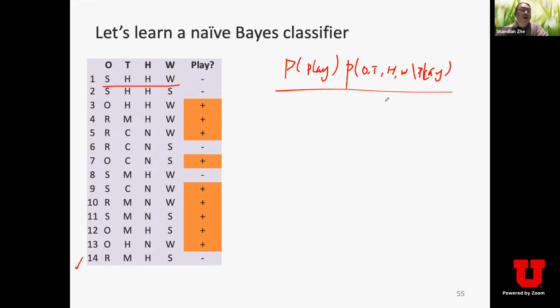And pick the one which has the largest product, which essentially corresponds to the largest posterior probability, because we just ignore the marginal probability of the data. It doesn't matter because we want to maximize the posterior. It is the same as maximizing the prior multiplying with the likelihood.